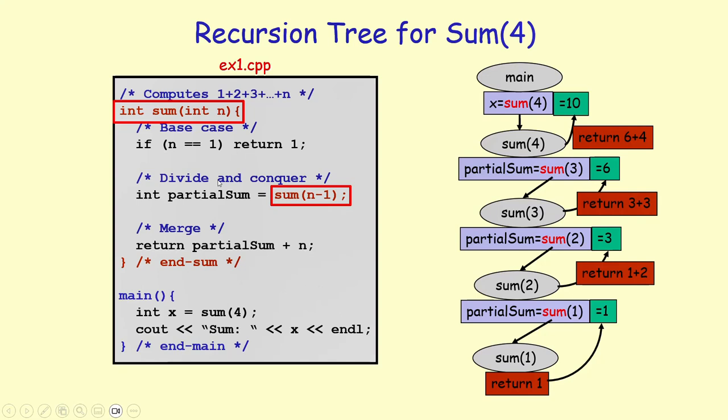Now we are returning back into the context of main, which made the first recursive call. So x is equal to sum 4. So this sum 4 returns 10. The value of x would be 10, and that's going to be what we print on the screen.